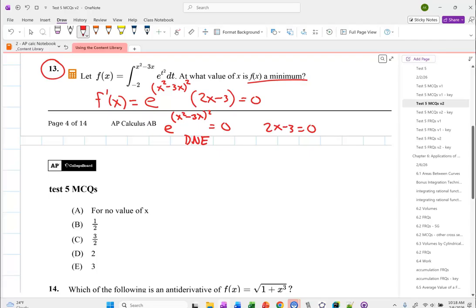If I have an exponential function, just an exponential term, it can never equal 0. Now, it's tempting to circle this right away, right? But we also have that as an option, because it's possible that this critical value is neither a minimum nor a maximum. It doesn't guarantee that. So I still need to check to see if 3/2 actually works. What should I do to check it?